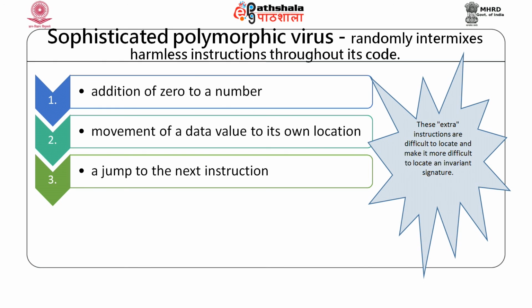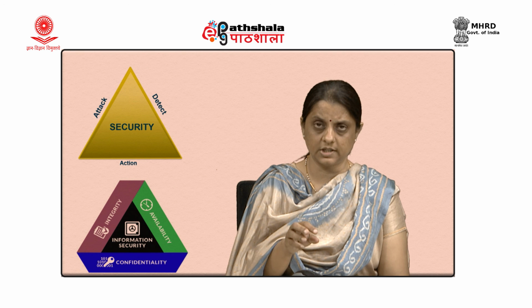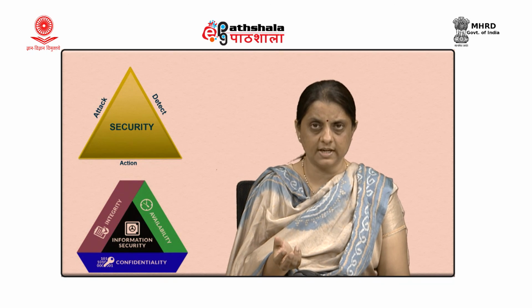Talking about a sophisticated polymorphic virus, here the idea is that it randomly intermixes harmless instructions throughout its code. The meaning is that the code is written, but it is not harmful. The first example is the addition of 0 to a number. If you add 0 to any number, the result is the number itself. The second is the movement of a byte value to its own location. That means you are reading a byte from a particular location and putting the same byte at that location. So, actually no action has been taken.